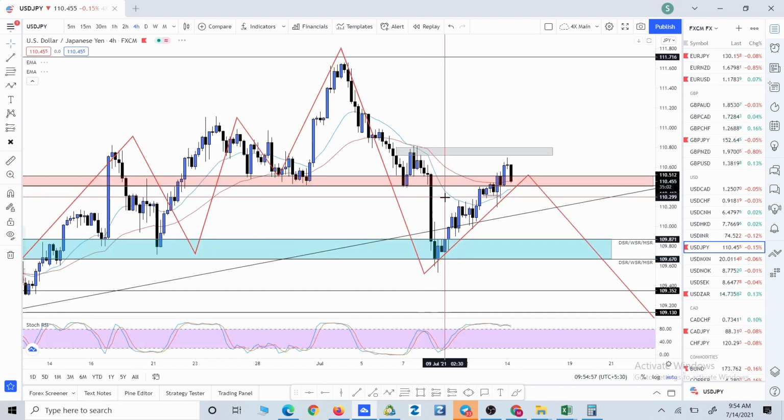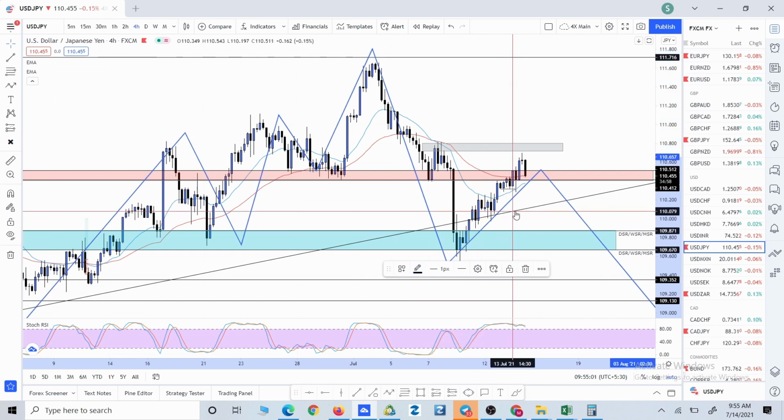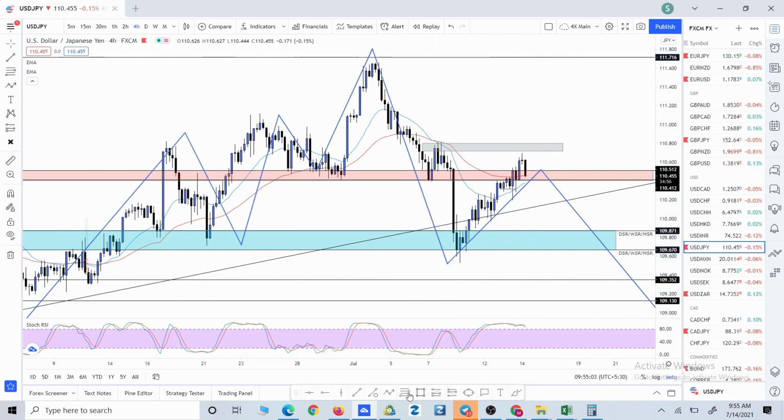But I want to tell you one thing. If you see on the 4-hour, I'll make it blue, and on the 4-hour, I'll make it red. If you see on the 4-hour, we have this high, low, lower high, lower low.